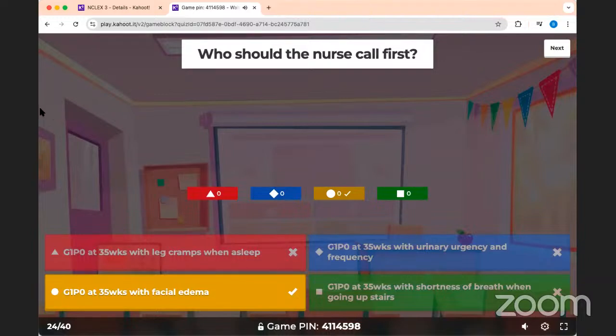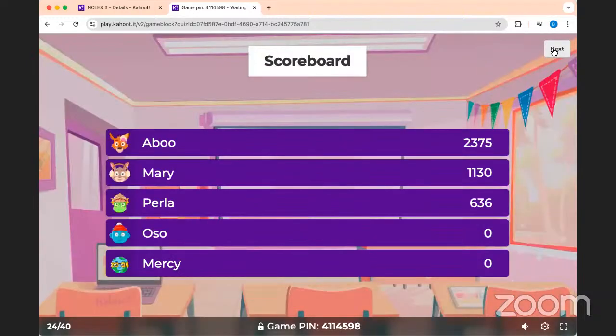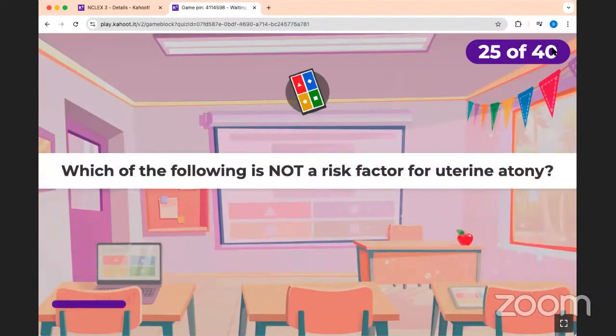So, once again, leg cramps are normal. The uterus is big, so you're going to have urgency and frequency. Your uterus is big, so if you're walking, you have shortness of breath. Facial edema is not good. It's preeclampsia, a preset for preeclampsia. So we should intervene. I'll call you first.